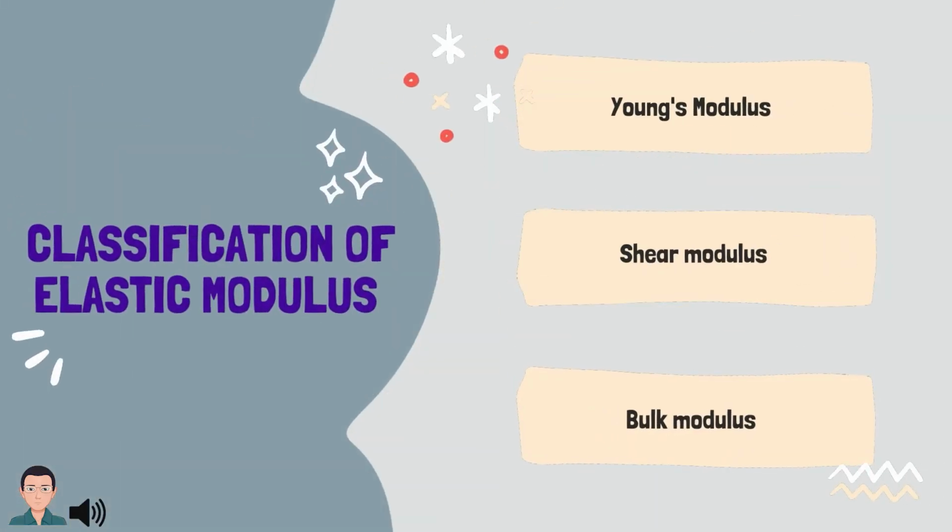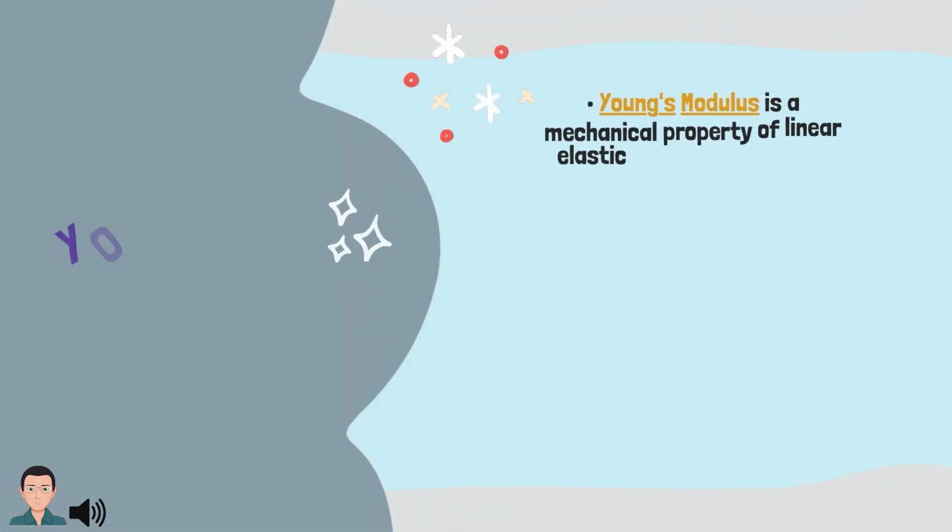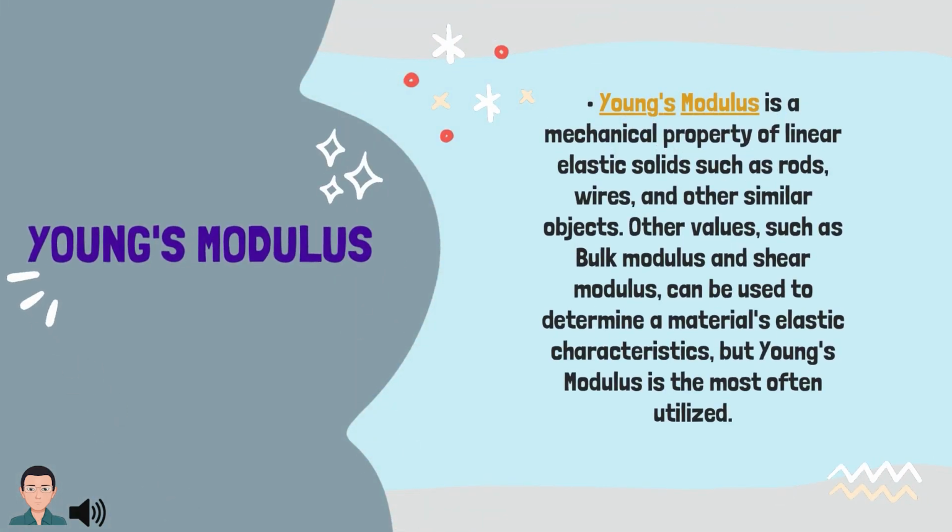The three classifications of elastic modulus. The first is Young's modulus, a mechanical property of linear elastic solids such as rods, wires, and other similar objects. Other values such as bulk modulus and shear modulus can be used to determine a material's elastic characteristics, but Young's modulus is the most often utilized.